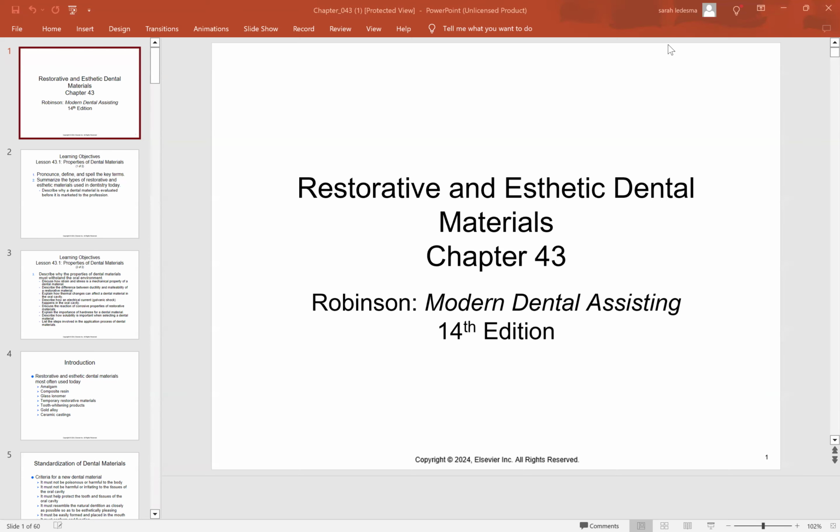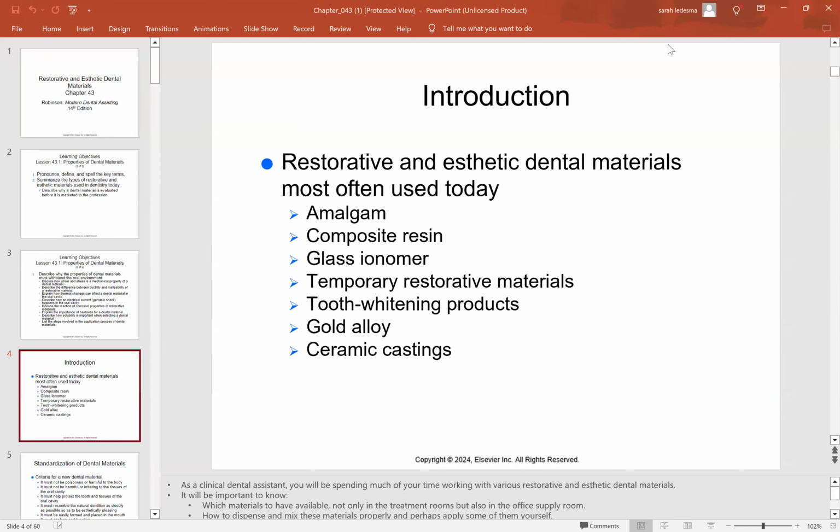The Modern Dental Assisting, Chapter 43, Restorative and Aesthetic Dental Materials. In this chapter, we talk about the restorative and dental materials, but in this lecture, we're going to cover the properties of these materials. So when we speak of restorative and aesthetic dental materials, we are talking about amalgam, composite resin, glass ionomer, our temporary restorative materials, our tooth whitening products, our gold alloy, and then also our ceramic castings.